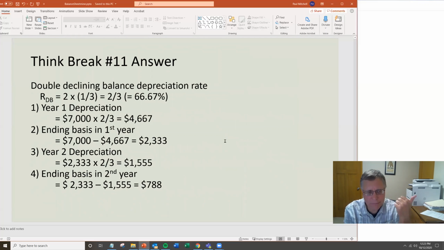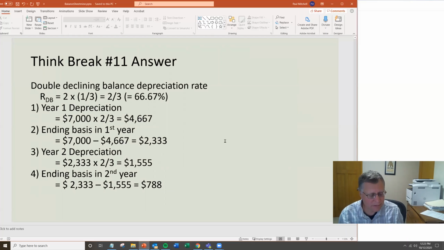So our useful life is 3 years. So 1/3 is the straight line rate. So double declining balance is 2/3, or we'll use 66.67%. So you do $7,000 times 2/3, or 0.66666, and you end up with $4,667 of depreciation. So what's the basis at the end of the first year? $7,000 minus the $4,667 is $2,333. Second year, what's the depreciation? It would be $2,333 times 2/3, or $1,555. So the ending basis would then be $2,333 minus $1,555, or $778.